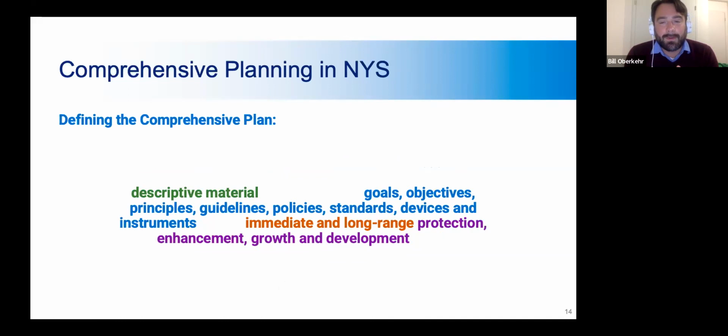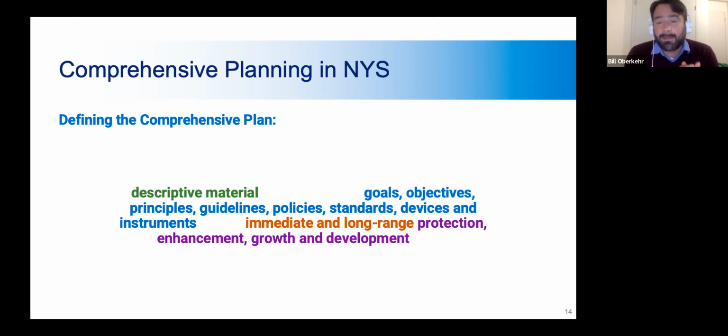But really, what we're looking at is these are the substantive parts. So we've got descriptive material, which is kind of backward to present looking. We want to know where we are right now when we start the comprehensive plan and how we got to the point where we are right now. And then goals, objective, principles, guidelines, policies, standards, devices, and instruments. Those are all kind of clustered into where do we want to, what would we like to happen, and how are we going to get there?